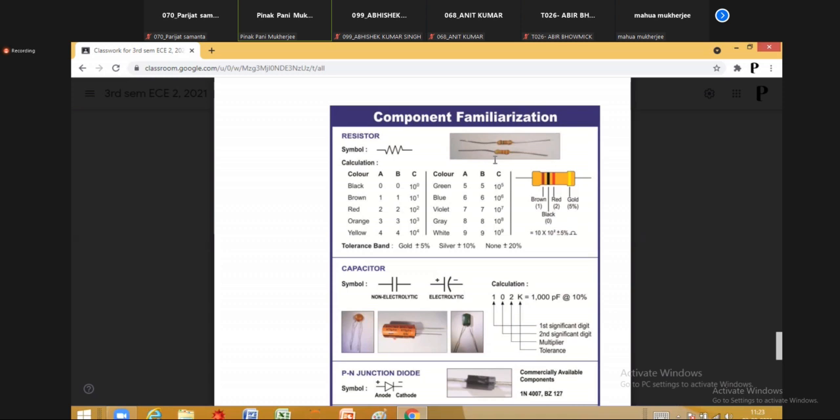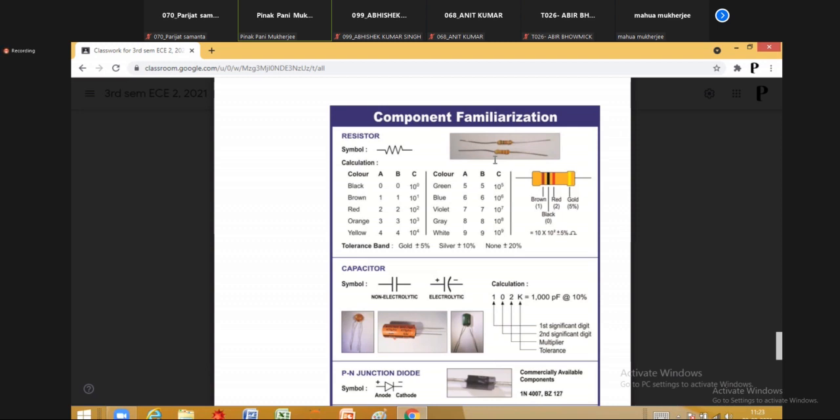Similarly, suppose after the color code value, the resistor is declared as having a value of 220 ohm. But in the practical world, you will not get exactly 220. It will deviate from 220. Either it will be 220, 210 or 230. Either it will be a smaller value than the printed value, or it will be greater than the printed value. So this deviation is known as the tolerance.